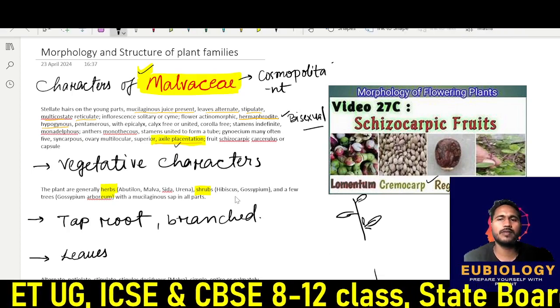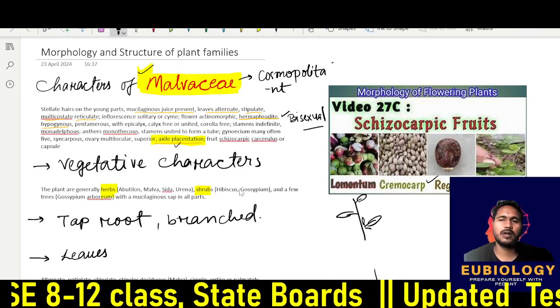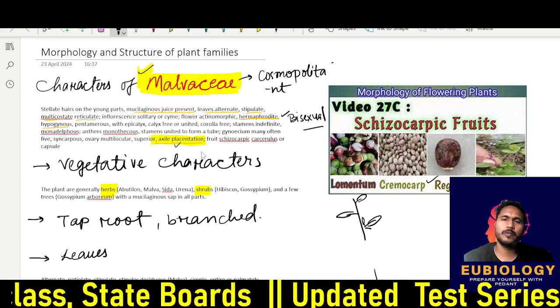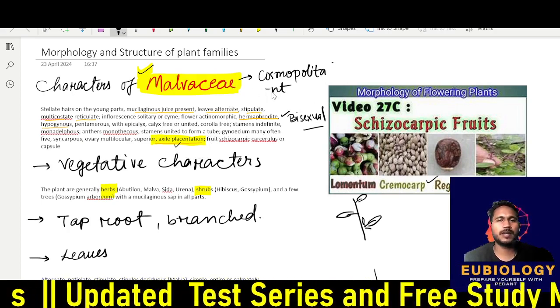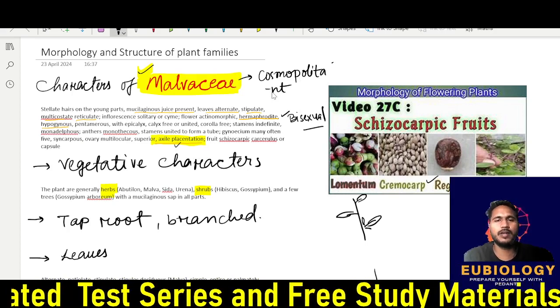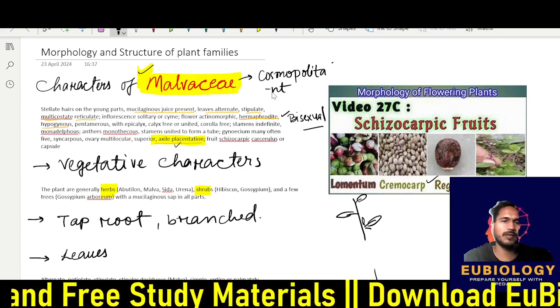So I already made one video which was not properly recorded, so this is another video. Malvaceae is cosmopolitan, which means these plants can be present everywhere on the earth. Wherever the plants are, the Malvaceae will be there.